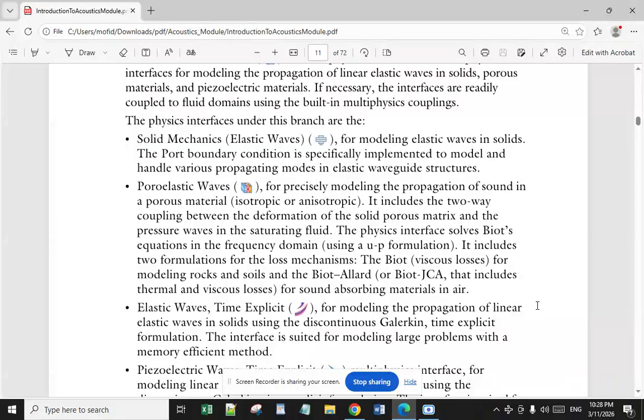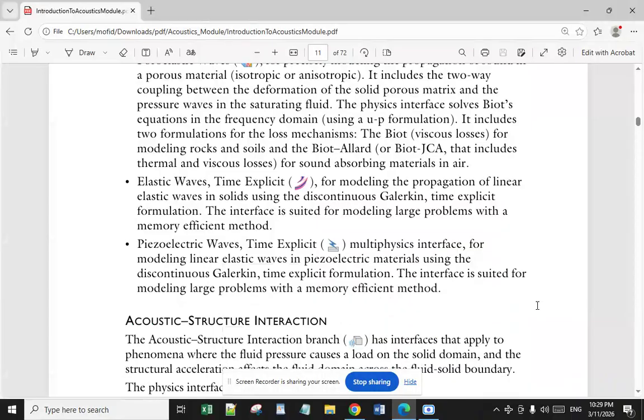It includes two formulations for the loss mechanisms: the Biot viscous losses for modeling rocks and soils, and Biot-Allard or Biot-JCA that includes thermal and viscous losses for sound absorbing materials in air.